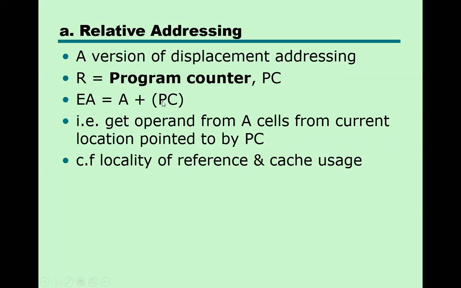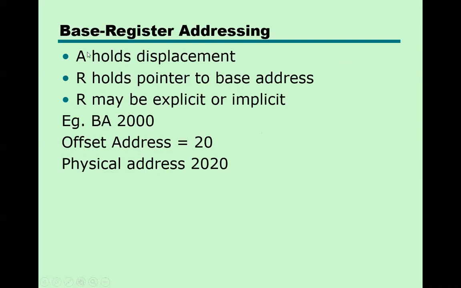So here your address is relative to the next instruction, the next instruction that the PC has held for execution. And based on that, you can calculate your effective address.